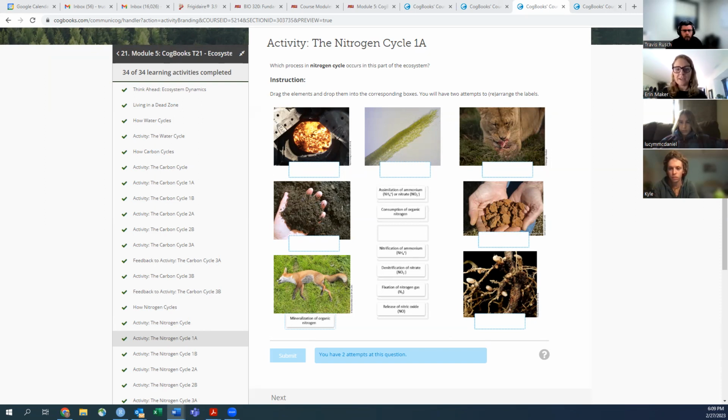Okay, so what is happening in the loose soil? Could that be the denitrification? So that would be more the nitrification of ammonium, that's what I thought. Yeah. Okay. So what happens during nitrification of ammonium?